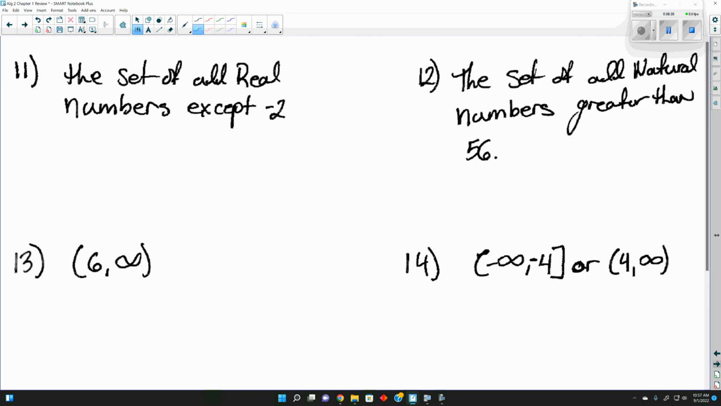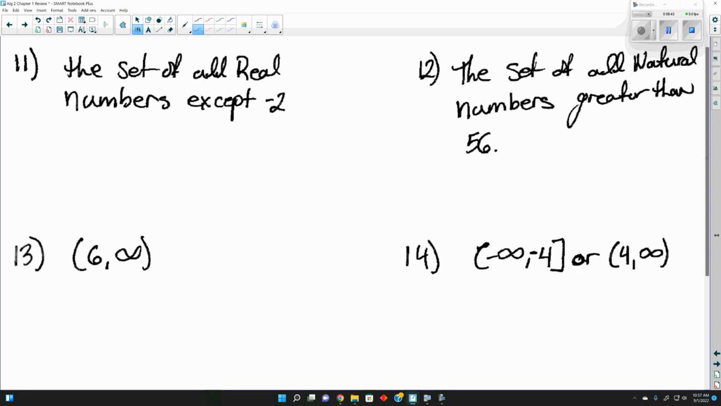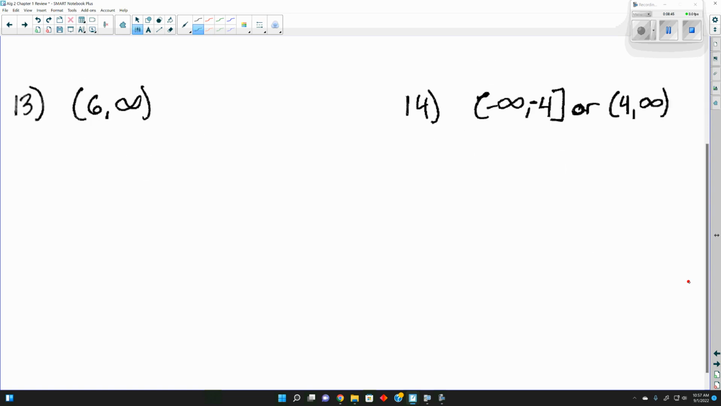Questions on 11 through 14. Now, here we have two different interval notations. We just need to rewrite both of these as inequalities. So negative infinity comma -4. We're saying the set of all real numbers less than or equal to -4, because that's just what that one says, going from interval to inequality.